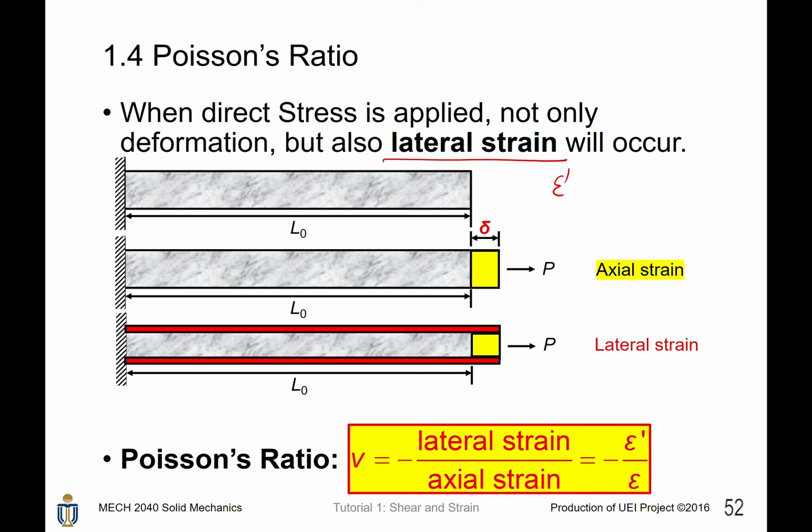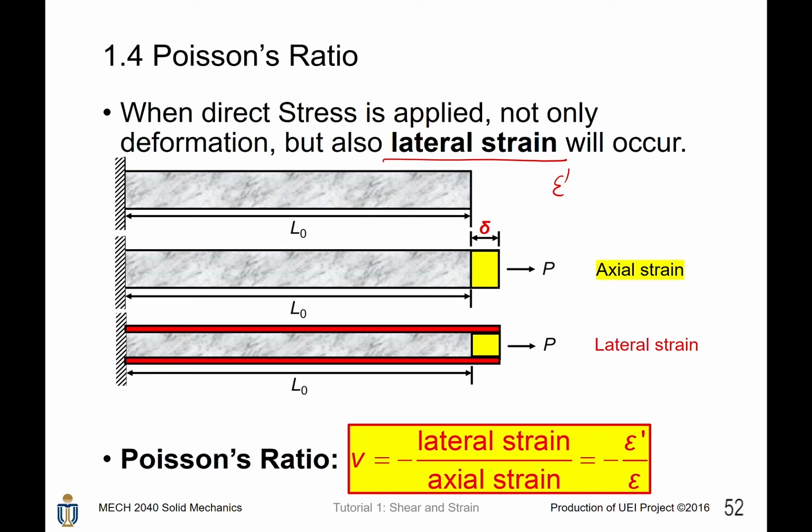Notice that when the axial strain is positive, that means the beam is being stretched, being elongated. That means the lateral strain will become negative, because once you stretch a piece of material, in the lateral direction its dimension must be reduced. Similarly, when you compress this piece of material, the axial strain will be negative, and the dimension in the lateral direction will become larger. Therefore, the lateral strain will be positive. So you can draw a conclusion that exactly one of them, axial strain or lateral strain, is positive. The other one must be negative.